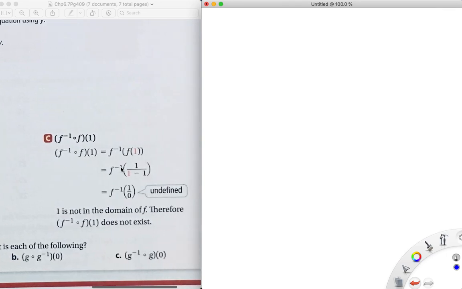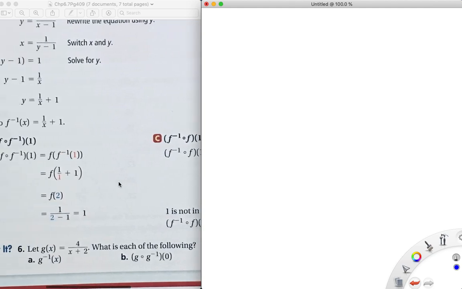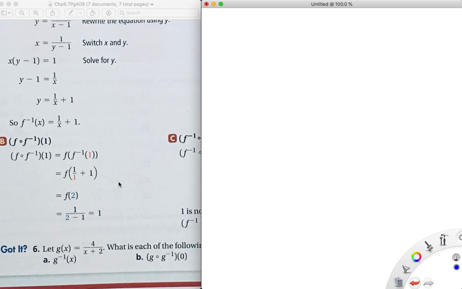If I do it the other way around, and I do the f of x first of 1, so I plug in 1 here, I get 1 minus 1 is 0, I get 1 over 0, and that doesn't work because you can't divide by 0. So it doesn't exist here for 1, however it is 1 over here. And that usually happens with these types of problems.